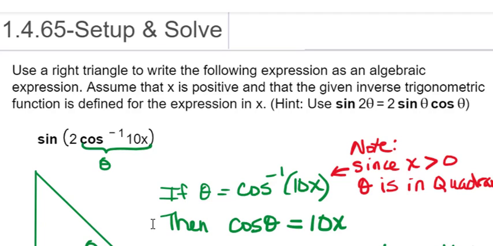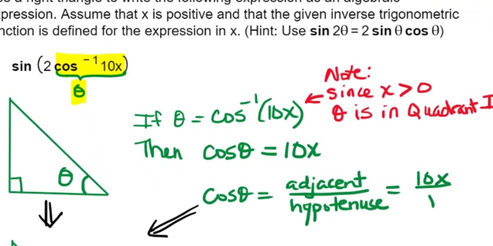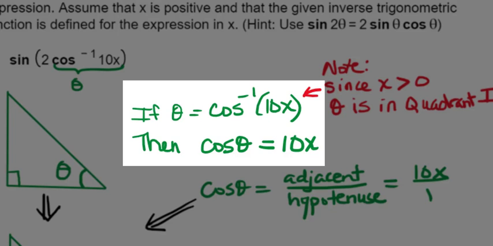Okay, so the first thing you need to remember is that when we talk about an inverse trig function, the output of the function is going to be an angle. So in the expression that we were given, sine of 2 times inverse cosine of 10x, we can think of inverse cosine of 10x as being some angle theta inside of a right triangle. If theta is equal to inverse cosine of 10x, then that means that the cosine of theta is equal to 10x.